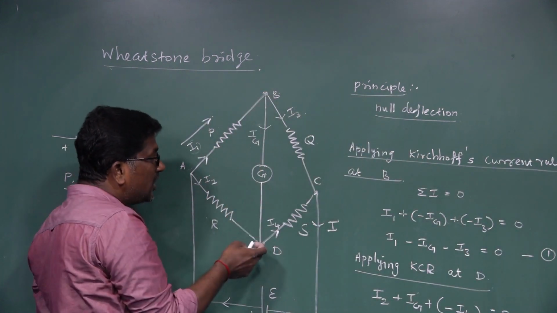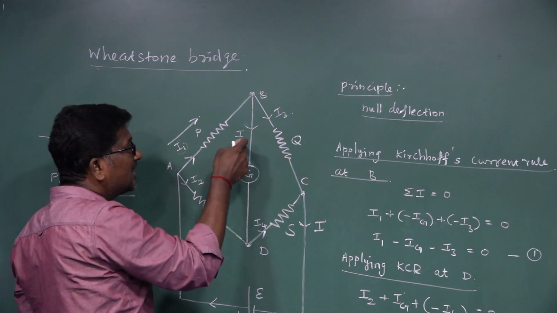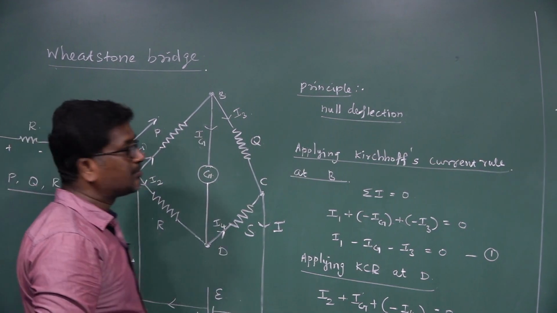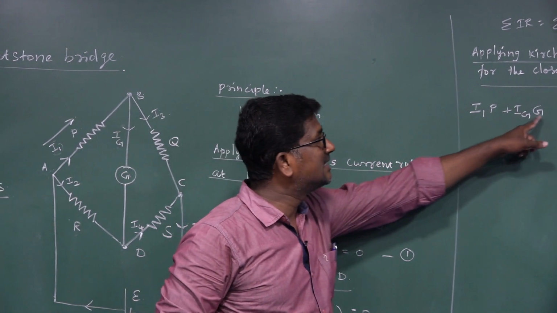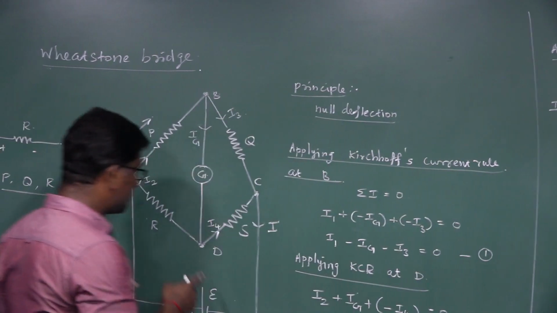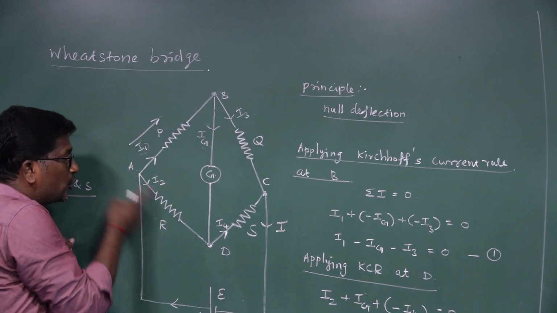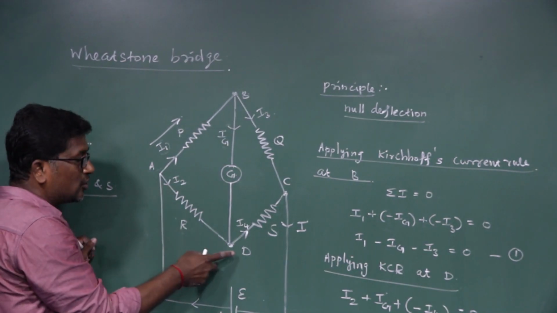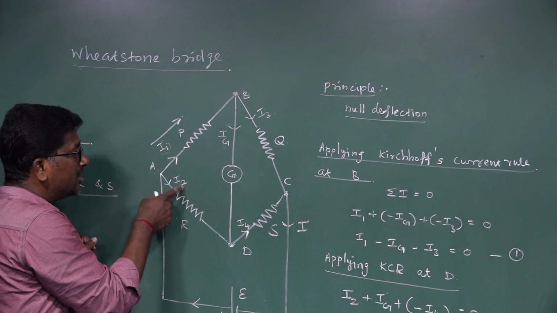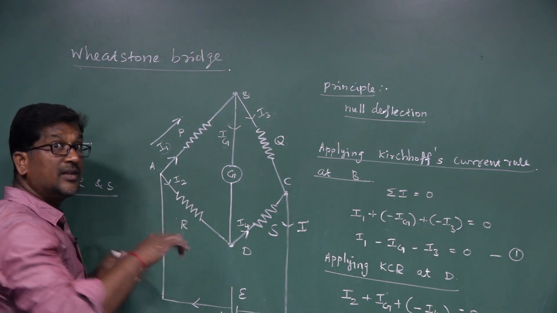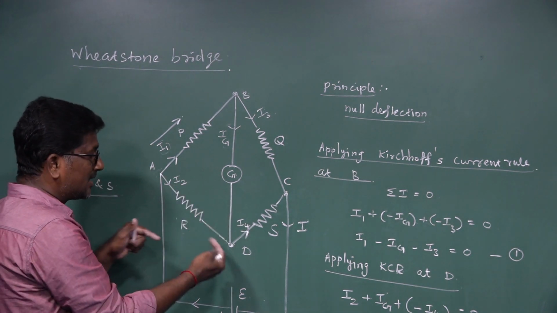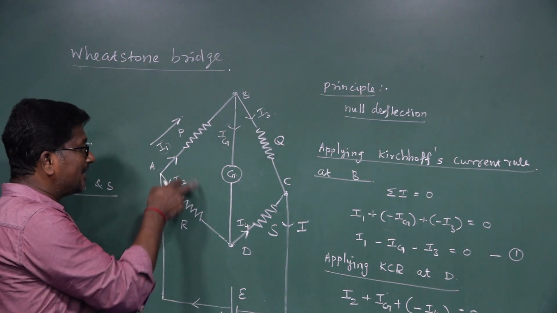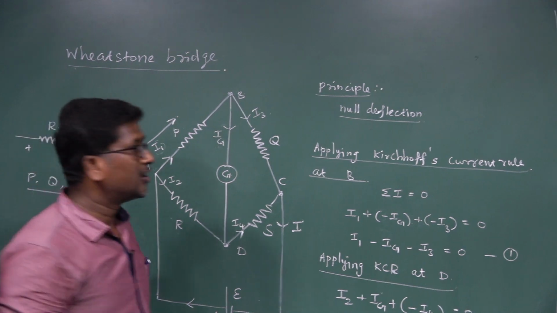And next B to D, the assumed direction and the actual direction of the current are the same. So Ig value is taken as positive. So that is why plus Ig into capital G. But from D to A, the assumed direction is D to A, but the actual direction is A to D, because the current I2 is flowing from A to D. But we assumed the current direction is from D to A. So, opposite direction. So that is why the I2 value is taken as negative.